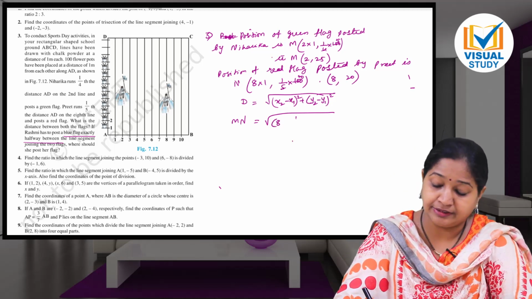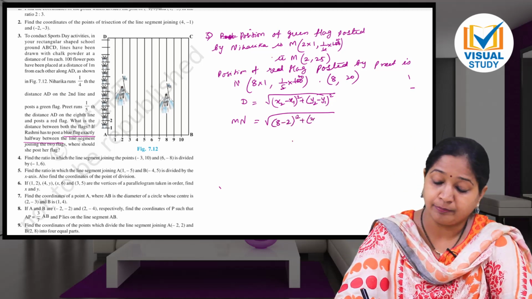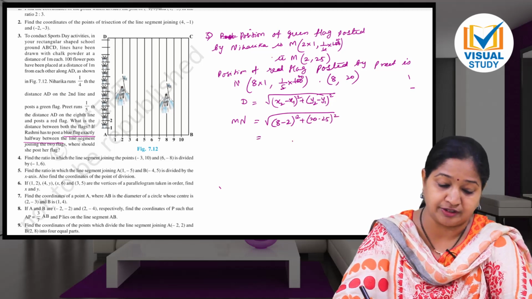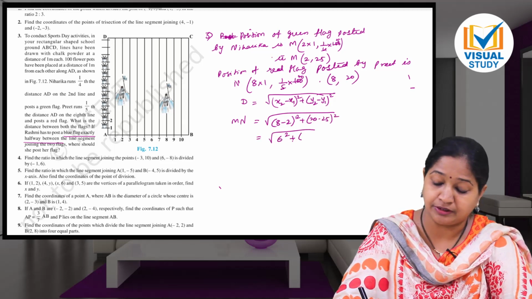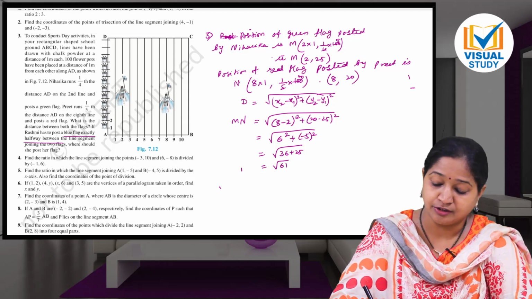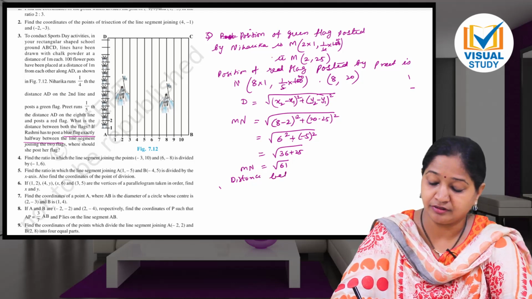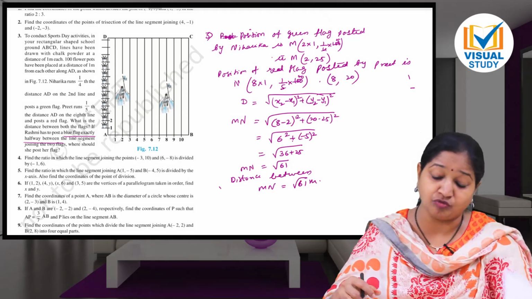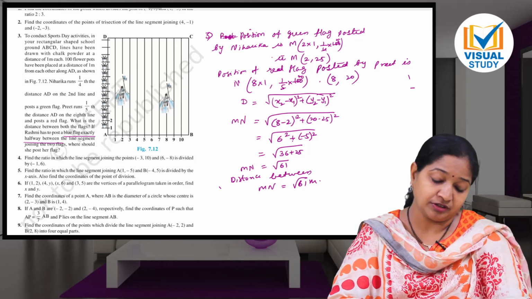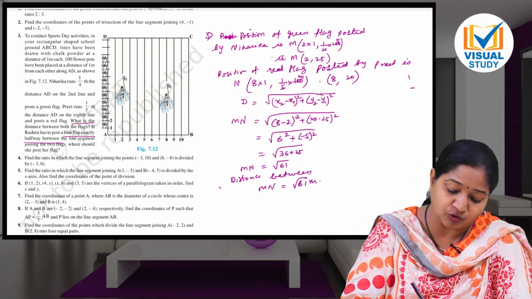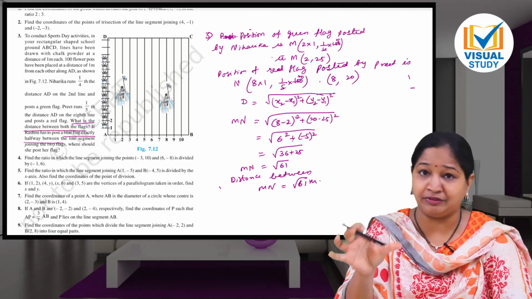Okay, that is (8 minus 2) whole square plus (20 minus 25) whole square, and you get 6 square plus minus 5 square, and that is root 36 plus 25, and that is root 61. So the distance between MN is root 61 meter. Now you have found out the distance. Now what the question has asked is what is the distance between both the flags.